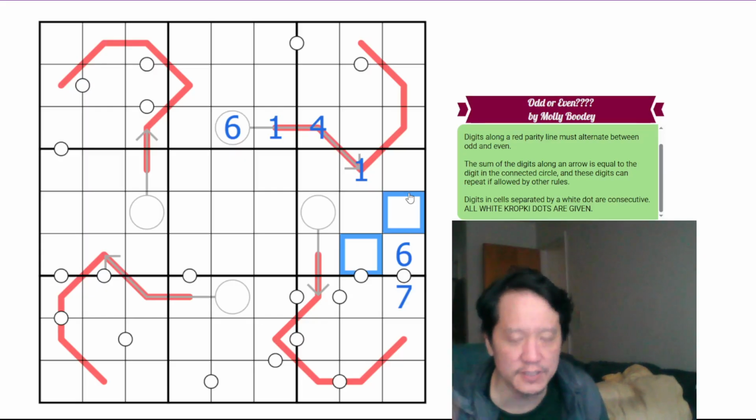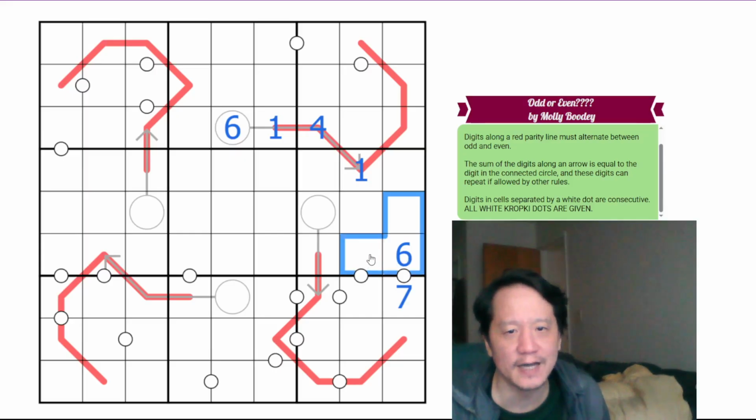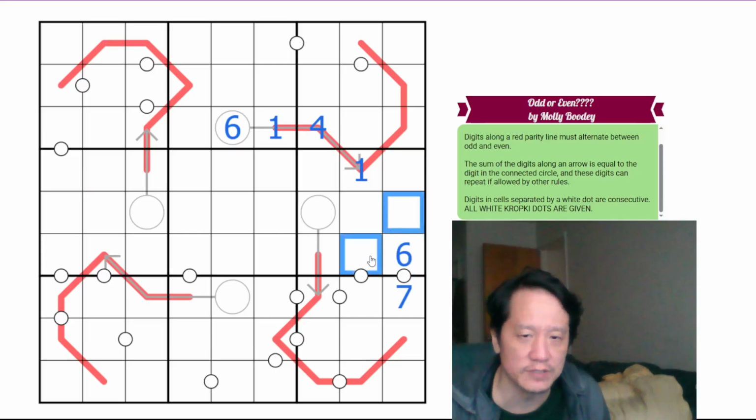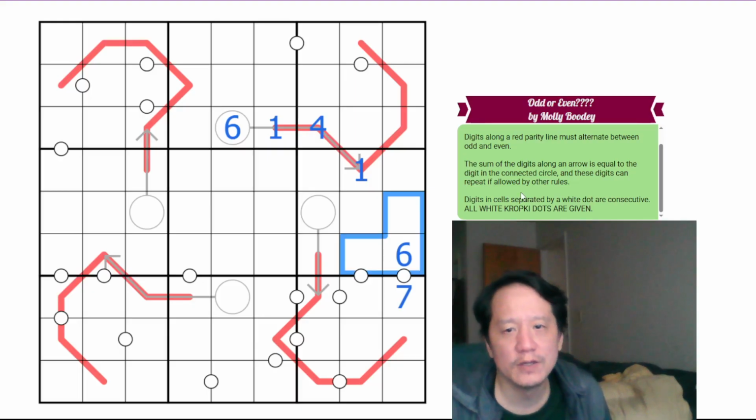So that tells us the negative constraint is in place, which just means that if it does not have the white dot between them, it does not satisfy the constraint, right? Because if it were consecutive, it would have been given. Anyways, those are all the rules.